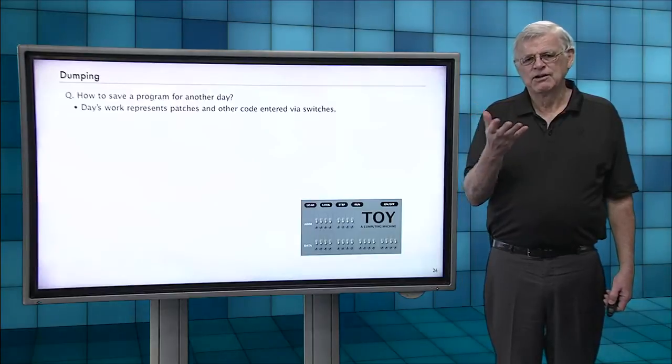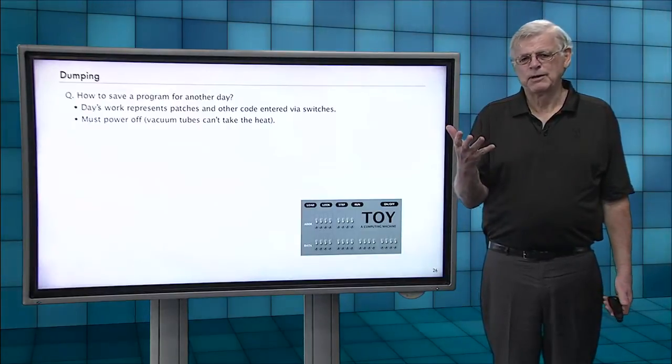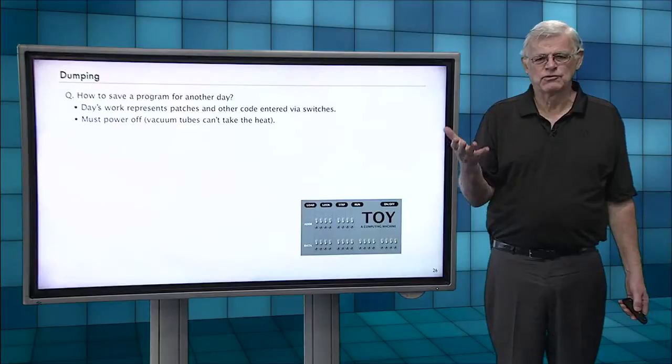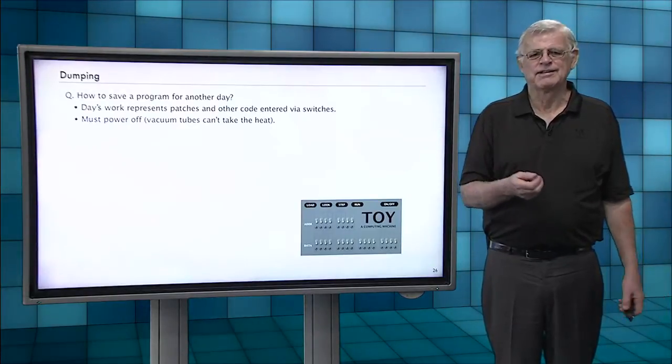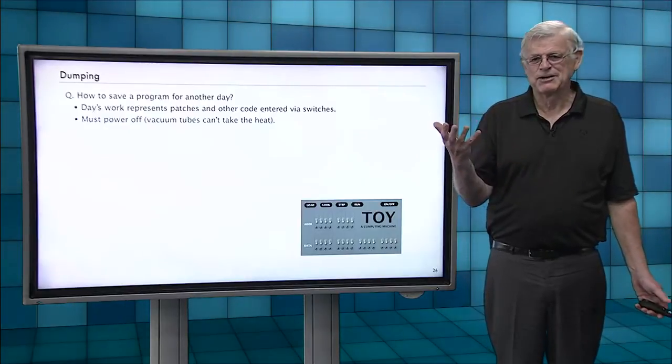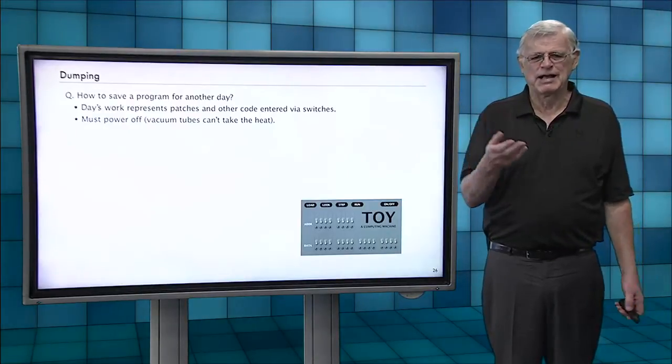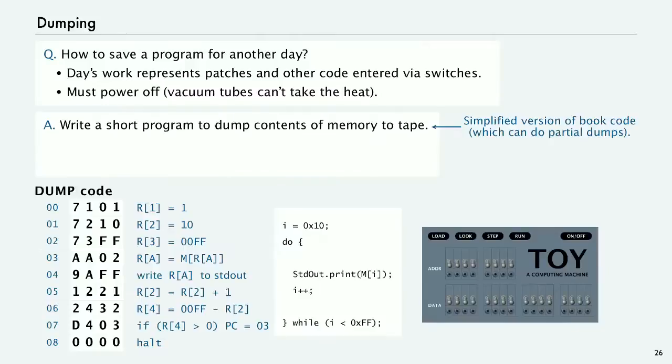So here's the idea of dumping. We spend all day entering stuff with switches, but at the end of the day, you have to turn the machine off. Vacuum tubes can't be left on all the time. In fact, the reliability of vacuum tubes was a huge problem in the early computers. So what people did was write short programs to dump the contents of the memory to tape. This code here is a simplified version of the code in the book, which can do partial dumps, and it's a little more general.